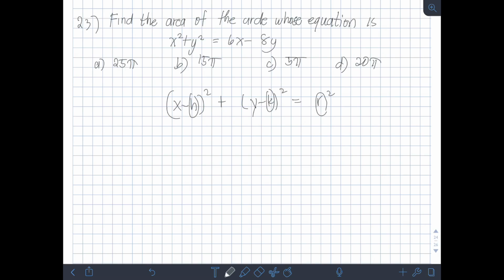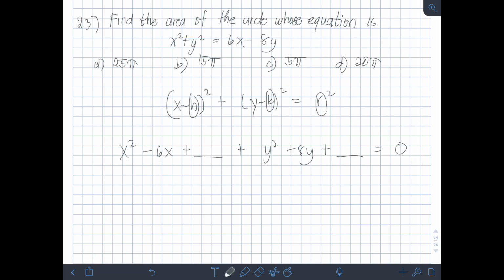So, magko-complete the square tayo. Transpose natin itong 6x sa kabila, so minus 6x plus blank, kasi mag-add tayo ng isang term para makumpleto yung square. Plus y squared. Then, transpose natin itong negative 8y sa kaliwa, magiging positive 8y siya. Plus, yung i-add natin, leave natin as blank, is equal to 0. Okay, so, ganito mag-complete the square.